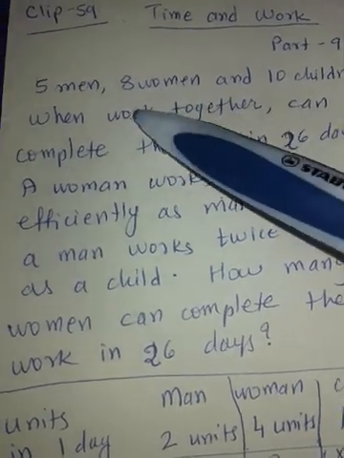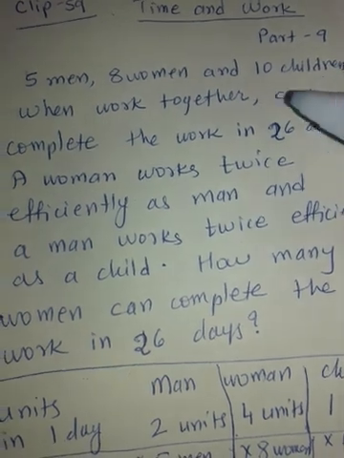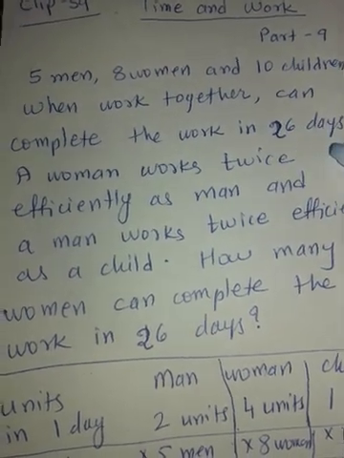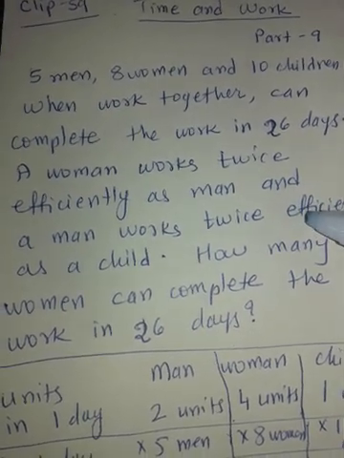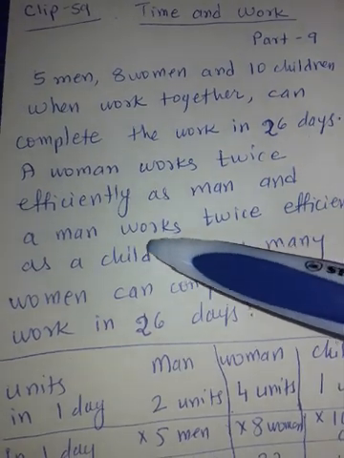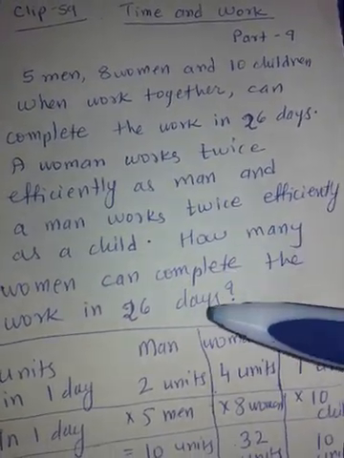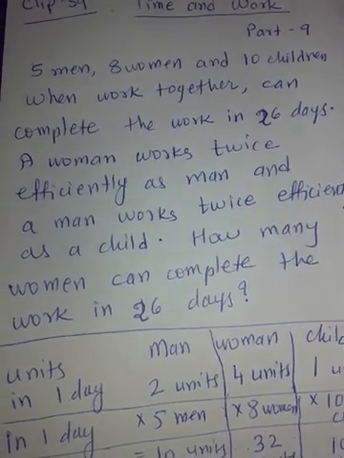5 men, 8 women and 10 children, when worked together, can complete the work in 26 days. A woman works twice as efficiently as a man, and a man works twice as efficiently as a child. How many women can complete the work in 26 days?